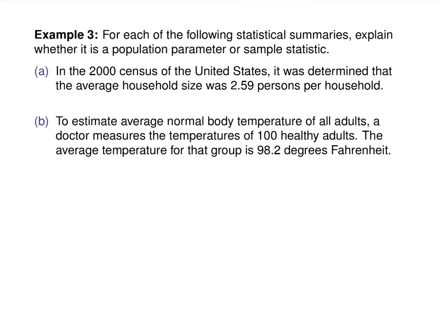Now, for each of the following statistical summaries, explain whether it is a population parameter or a sample statistic. In the 2000 census of the United States, it was determined that the average household size was 2.59 persons per household. Now, since this was a census, we can assume it was the whole population. So in that case, this is a population parameter.